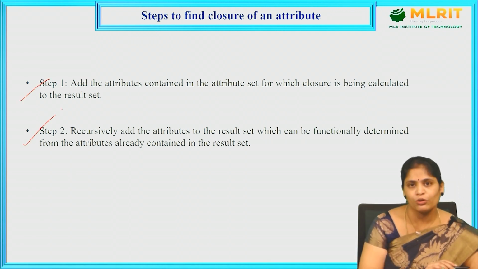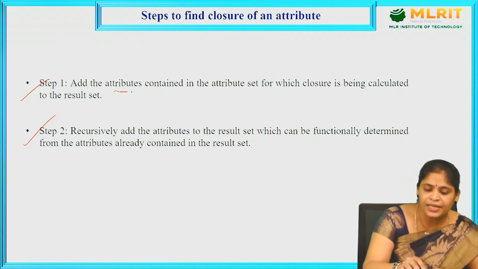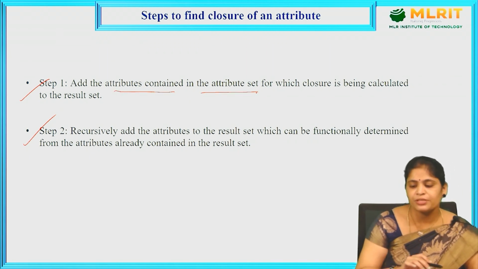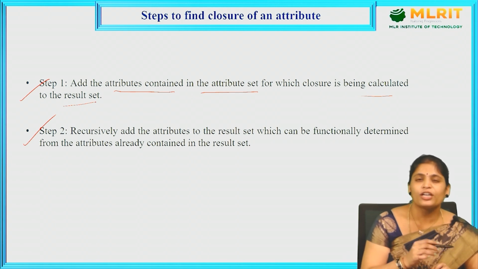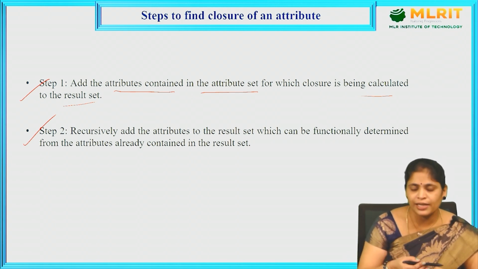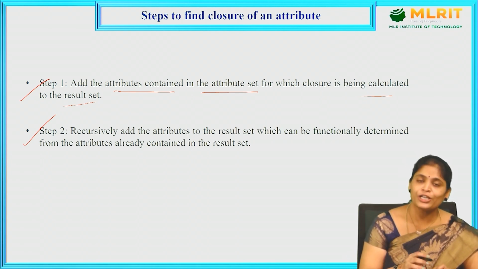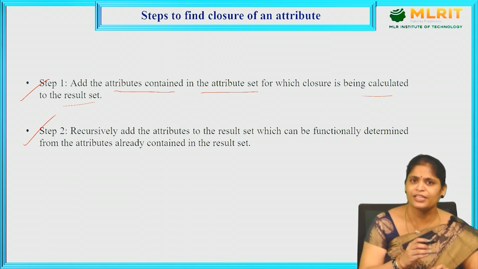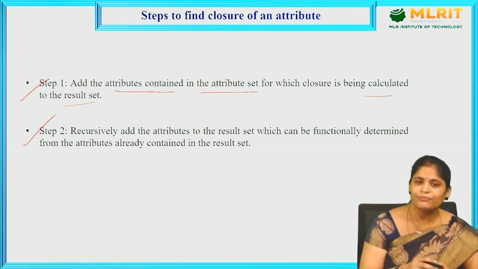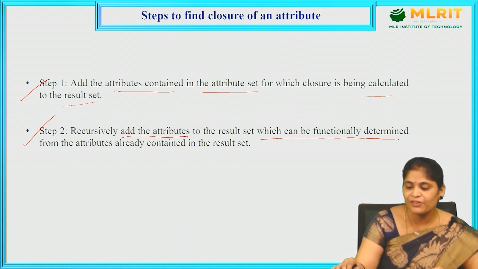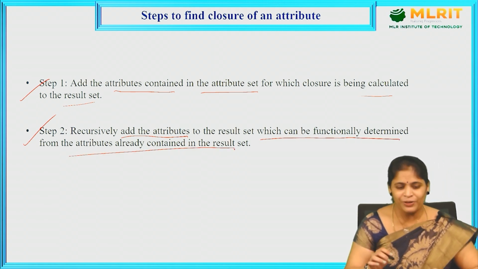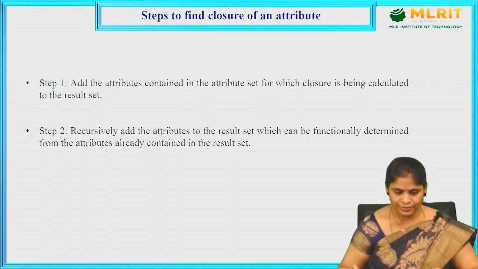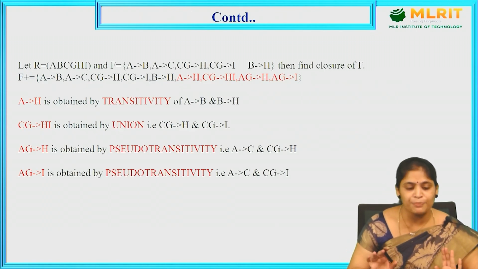How to find closure. Step 1: add the attributes contained in the attribute set for which closure is being calculated to the result. That means for whatever closure we are going to calculate, first of all we need to add all the attributes given in the FD. Then, we need to recursively add the attributes to the result which can be functionally determined from the attributes already contained in the resultant set. It will be better understood with a simple example.